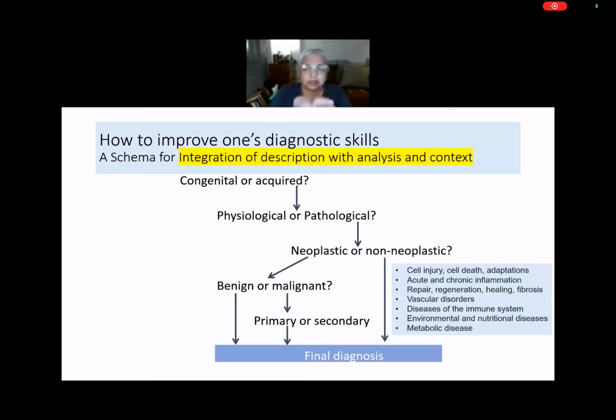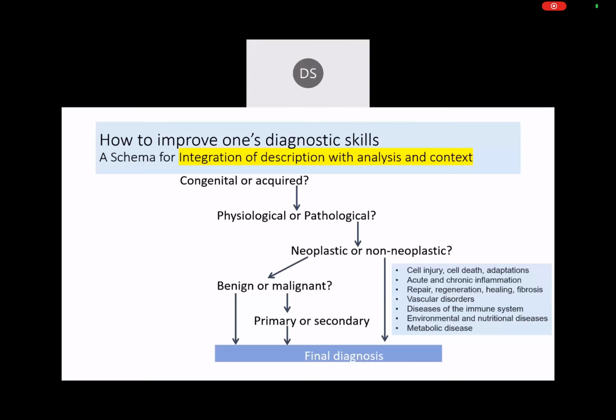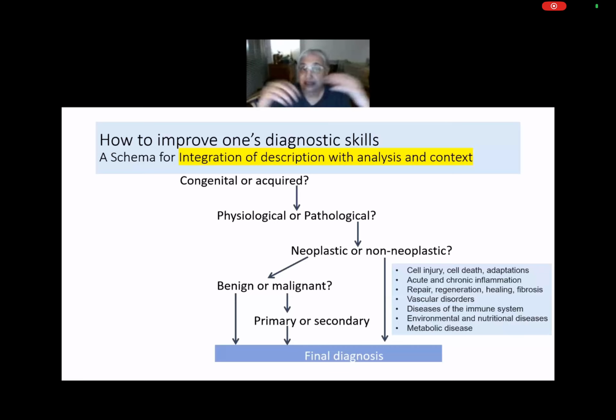Okay. So you start, and I'm sure that you did learn this when you were doing clinical medicine, but it is true of pathology as well. When I see something, or make a description in my head: is it congenital or acquired? Is it physiological or pathological? The next question in the algorithm, if it is pathological: is it neoplastic or non-neoplastic? If it's neoplastic, is it benign or malignant? If it is malignant, is it primary or secondary?